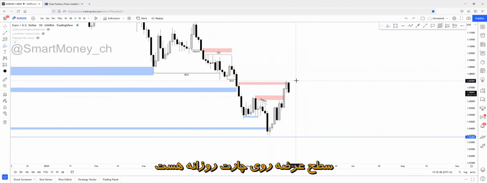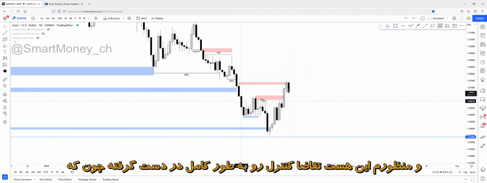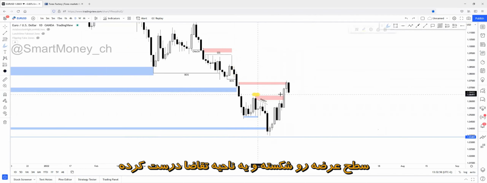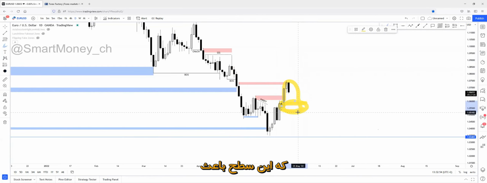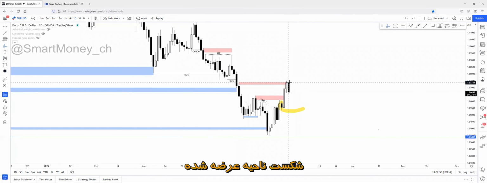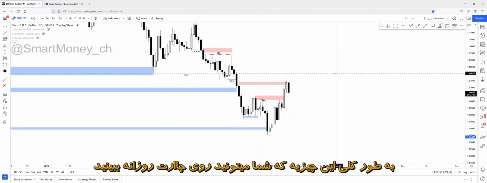So currently on the daily chart, demand is highly in control because it broke above the supply zone, created a demand zone, and price is on the way down to tap this demand zone that caused the break of this supply zone. Basically, that's what you can see on the daily chart.